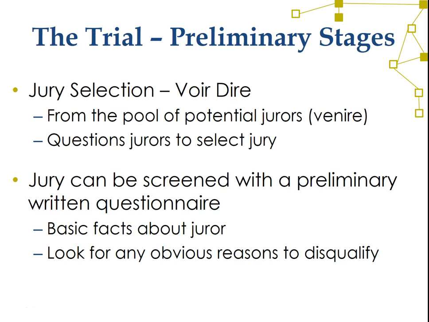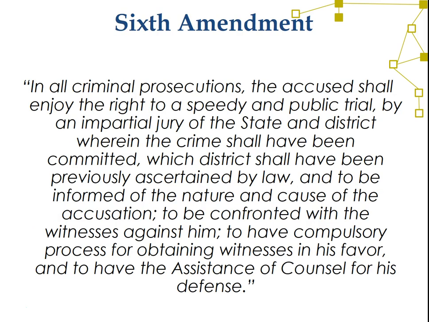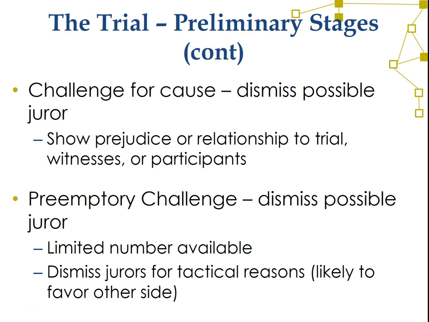So, juries can be screened with a preliminary questionnaire, which gives some basic facts about the juror. And they look for some obvious reasons to disqualify somebody. And on page 69, you can see some different questions. Like, do you know the defendant in this case? And do you know the victim? And you can imagine that if you said yes, it might be hard to convince either one of the attorneys that you might not have a preconceived notion on the guilt or innocence of somebody. And that's why they do this. And here's just a little outline of the Sixth Amendment.